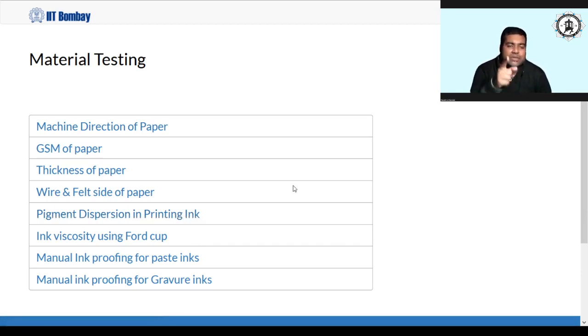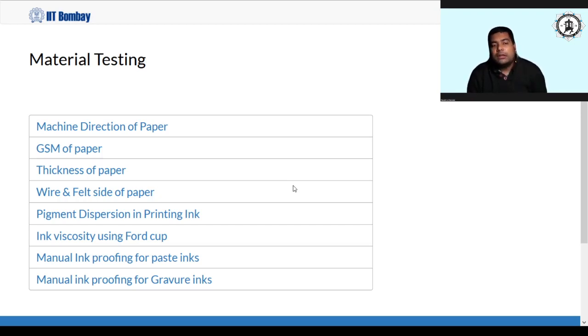Two more experiments are not here in this virtual lab method. I will be conducting those live from our laboratory. That is the measurement of pH and conductivity of your fountain solution, the dampening solution, and another experiment, the bursting strength tester. I will make live videos from the laboratory for those experiments, and we will be releasing those lectures very soon.